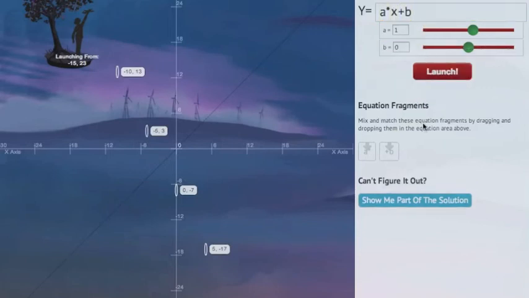XYFlyer is currently available only through a web browser, but it was designed to work great on a touchscreen as well. We'll be releasing it on the iPhone, iPad, and Android in the near future.